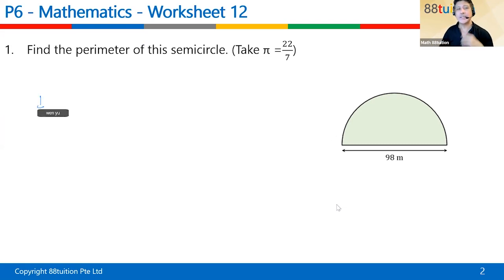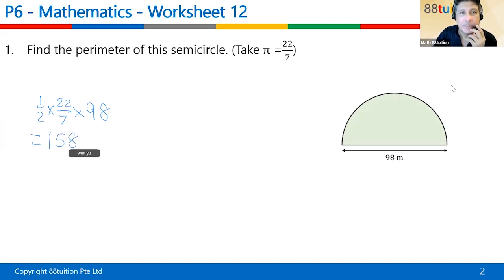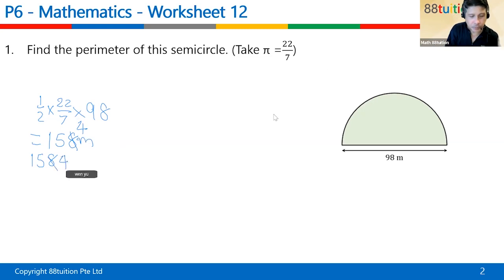While Wenyu is doing it, for the rest of you, if you have not started circles in your school, what you need to know is circles generally have two major formulas. One is for perimeter, otherwise known as circumference. The other one is for area. This one is on perimeter, so it's the circumference formula. All right, Hannah, I took note. You want to do question 9, right?